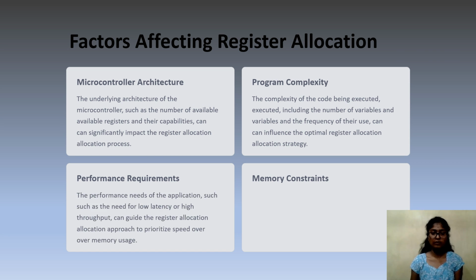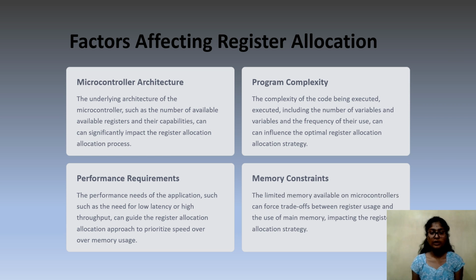Coming to the performance requirements, the performance needs of the application, such as the need for low latency or high throughput, can guide the register allocation approach to prioritize speed over memory usage. Coming to memory constraints, the limited memory available on microcontrollers can force trade-offs between register usage and the use of main memory, impacting the register allocation strategy.